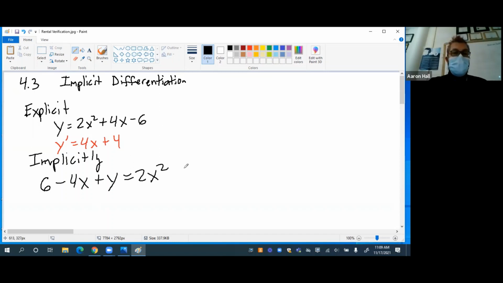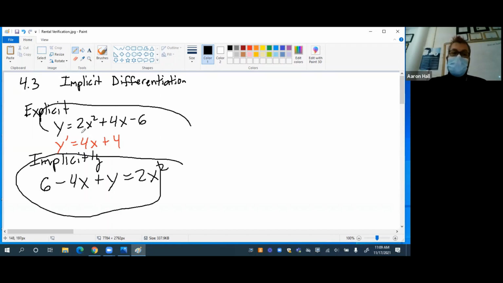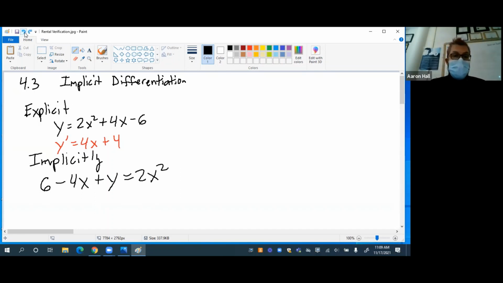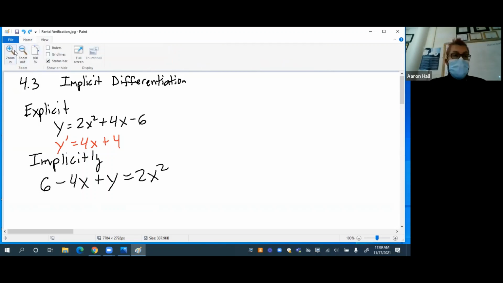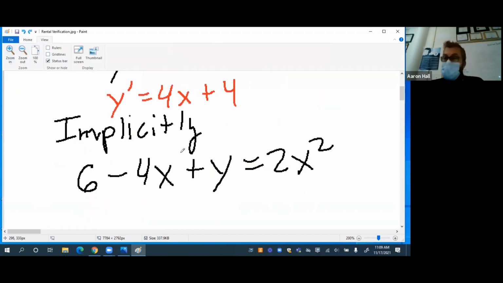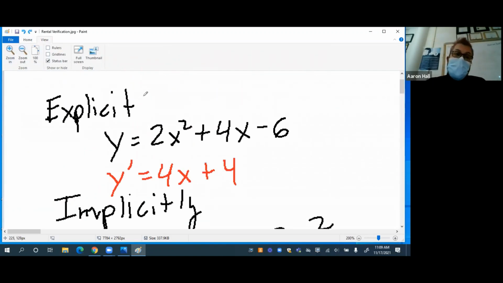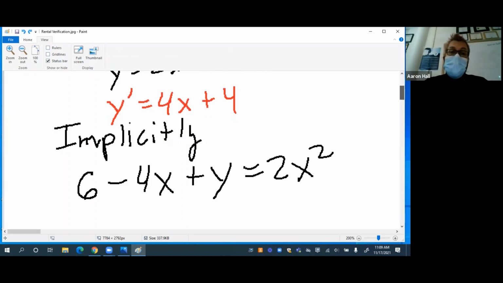Is this the same thing? Did I write this equation? I mean, does it represent the same equation? Yes, just in a different order, but it represents the same graph. Now we're going to do this implicitly. Which means if explicit means directly, what does implicit mean? Indirectly. We're taking the derivative indirectly.